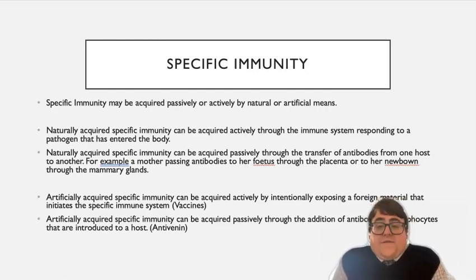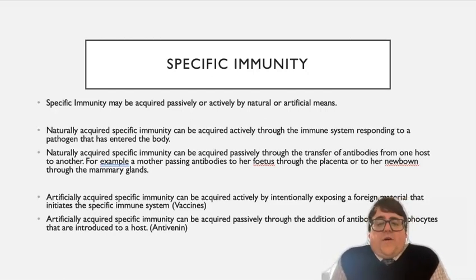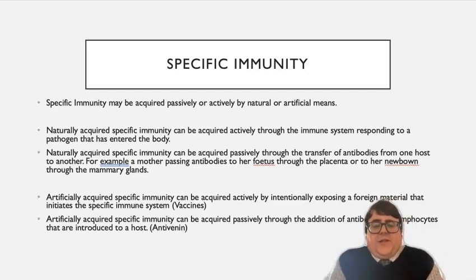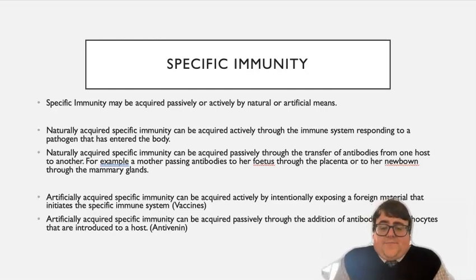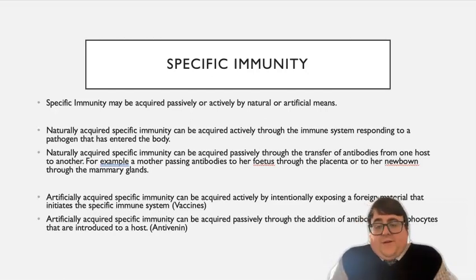On the other hand, we can artificially receive specific immunity. One, maybe in an active form of obtaining specific immunity artificially, would be through vaccines. We're exposing our body to a foreign material, initiating a specific response specific to that pathogen in the vaccine without getting sick. On the other hand, if we wanted to acquire specific immunity artificially and passively, we'd be talking about taking something like antivenom, where we're giving ourselves antibodies introduced, or lymphocytes introduced through that antivenom.